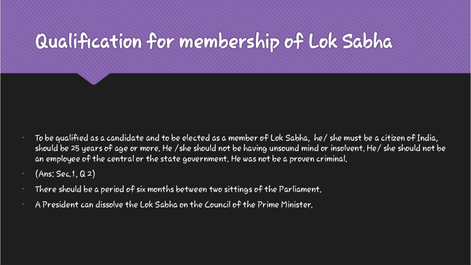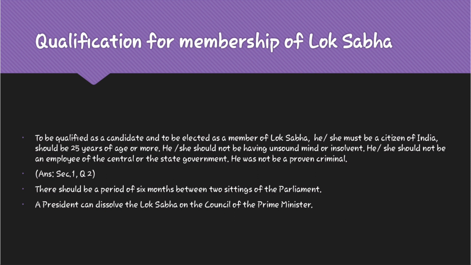What are the qualifications for a person to become a member of Lok Sabha? First, he should be a citizen of India. Second point, he or she should not be of unsound mind or insolvent. Third point, he should not be an employee of the central or state government. And fourth point, he should not be a proven criminal. Mark here, this is answer number 1, answer number 2 of section 1.